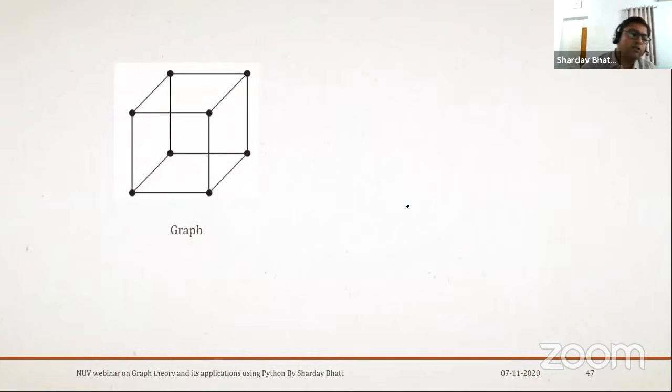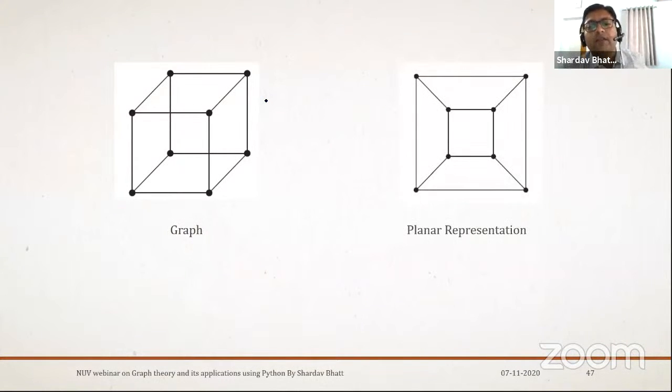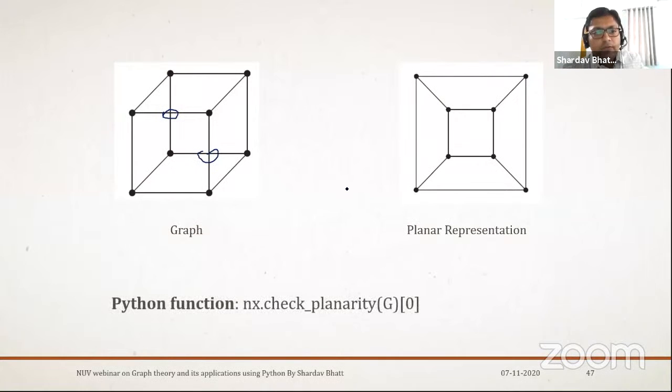Now look at this graph. Do you think it's a planar graph? Is it planar or not? Well, it's a 3-dimensional cube. If you draw this cube in a different way, it is possible to represent it in a planar representation. You can see this is a planar representation of this graph, and hence this is also planar because no edges are crossing. Earlier there were 2 edges which were crossing with other 2 edges.